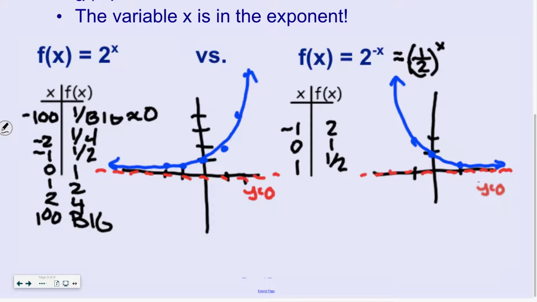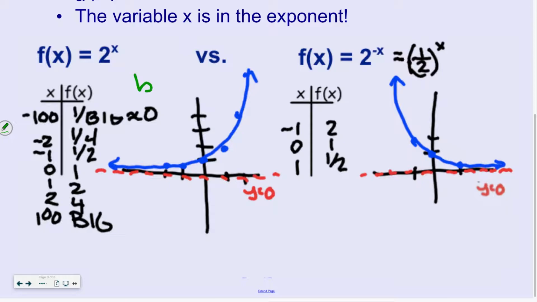And then I put in some of those same numbers, and I got some values. But do you see it's kind of like a reflection in the y-axis? To have the 1/2 to the x instead of 2 to the x. Okay. So there's a difference in your J-curve, or your graph, based on the value of your base.